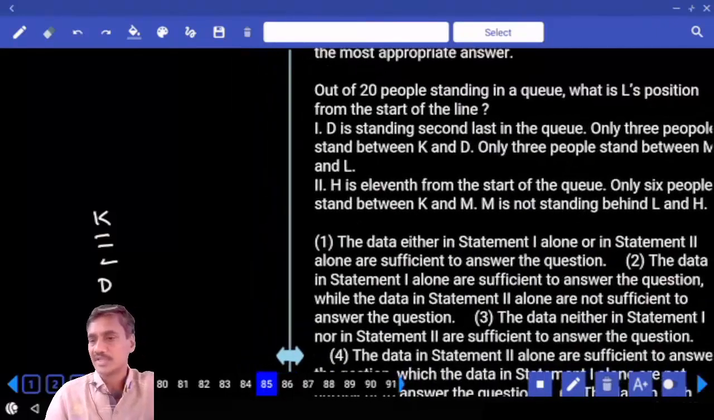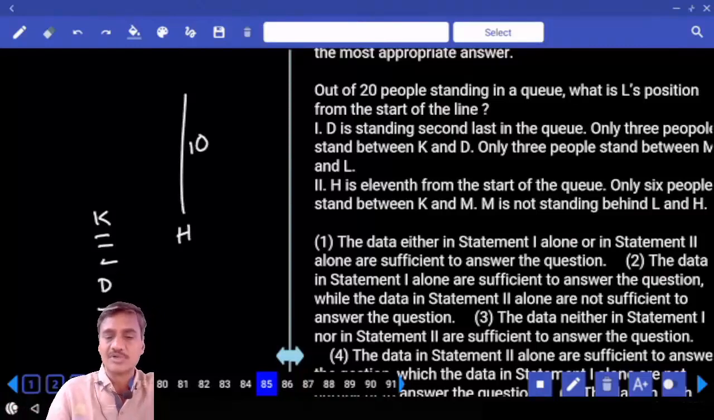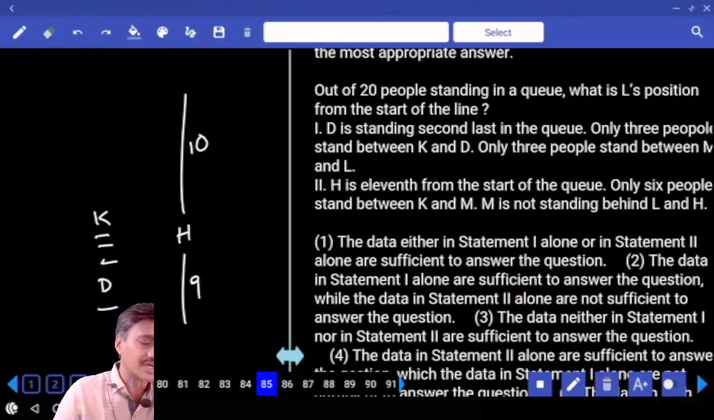Then coming to the second one, H is 11th from the beginning. 11th from the beginning means how many people should be in front? 10 members. Total 20 means how many should be behind, tell me? 9 members. And H is 11th, only 6 people between K and M. M is not standing behind L and H. M is not standing behind, that means M is standing ahead of these two persons. Now with the help of this one, are we getting any answer here? Is the answer coming? No. Clear that definite position is not known. And again by taking this one also we cannot determine the answer. Hence information regarding the remaining persons is not known. Hence the data in both the statements, neither 1 nor 2 is sufficient.